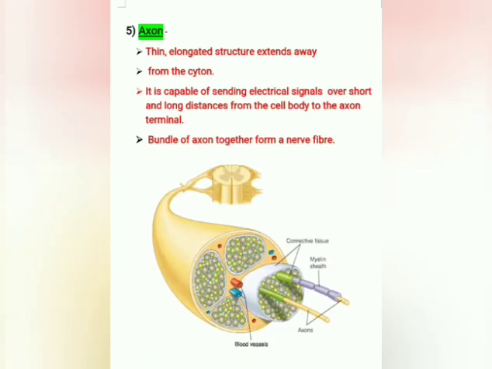Axon is the longest portion of the neuron that is capable of sending electrical signals over short and long distances from the cell body to the axon terminal. Bundles of axons together form a nerve fiber.